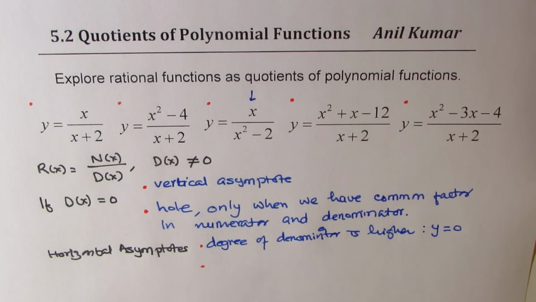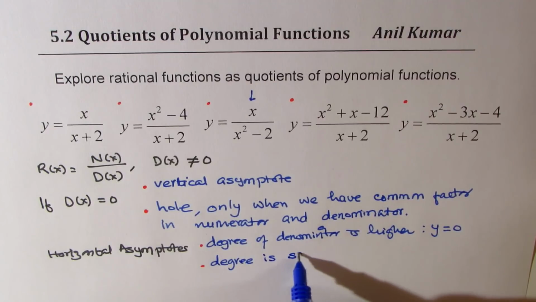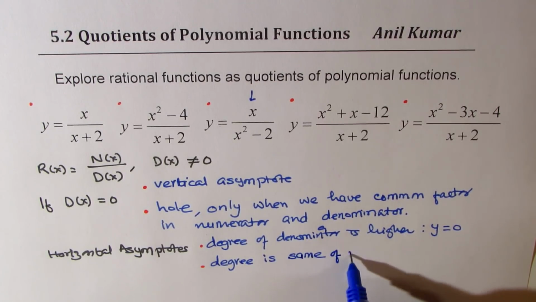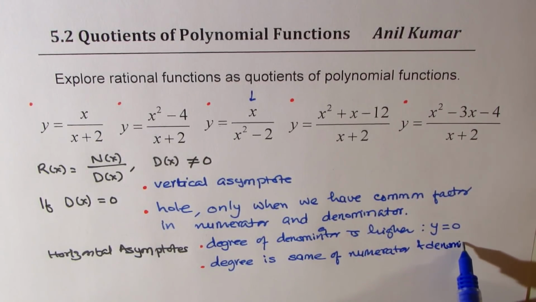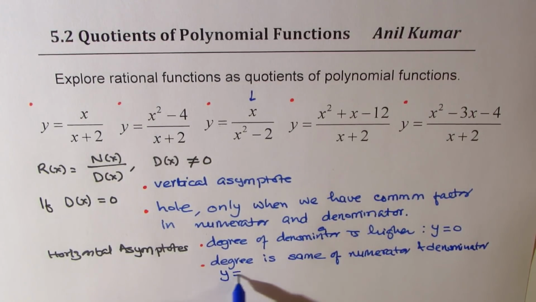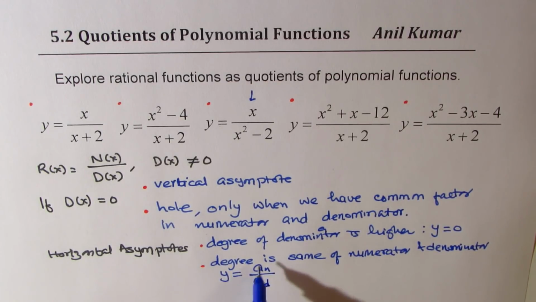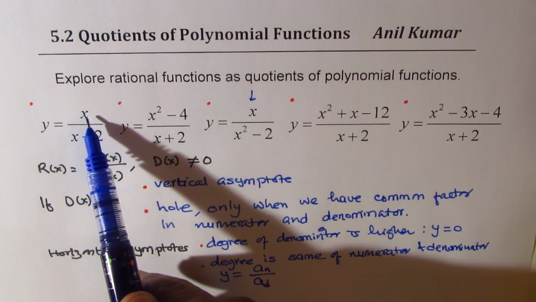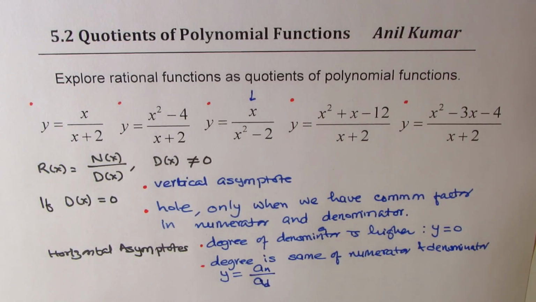Is it okay? Now, if the degree of numerator and denominator is the same, in that case, we have y equals the ratio of leading coefficients, an over ad, where n is numerator and d is denominator. So for example, in this case, we have the same degree, 1 and 1. So the horizontal asymptote will be y equals 1, right? So that is what we're trying to say, correct? So that's what we mean.